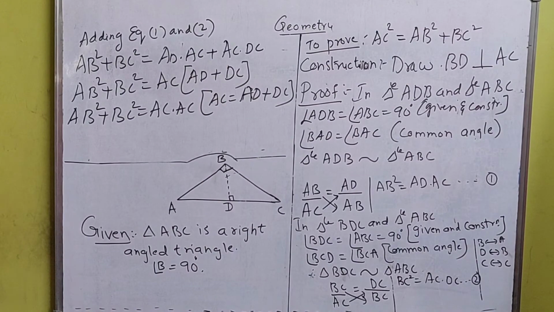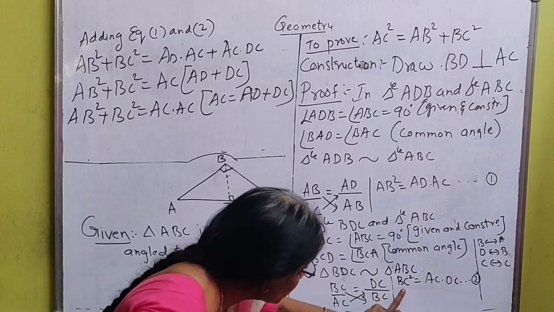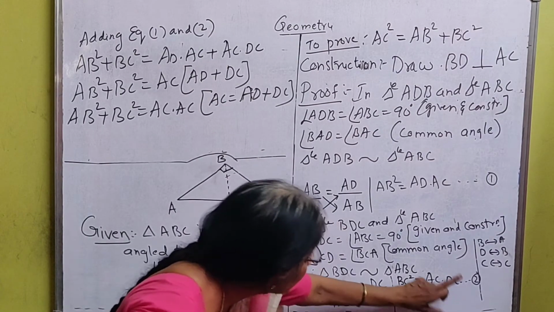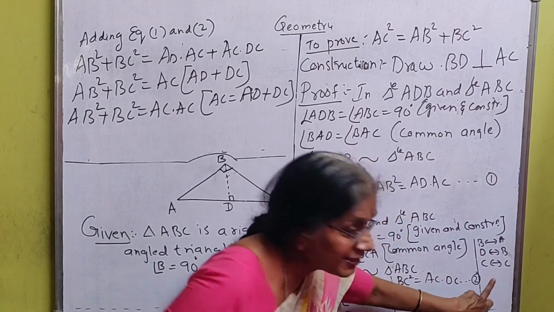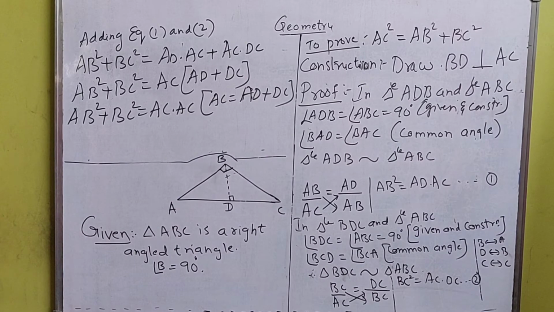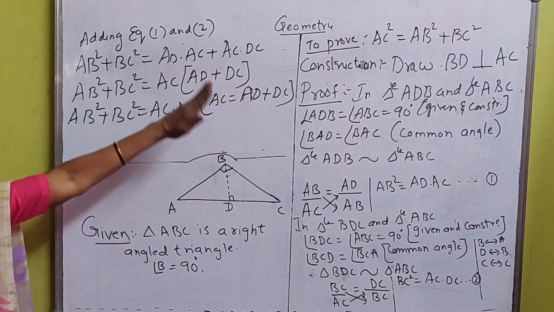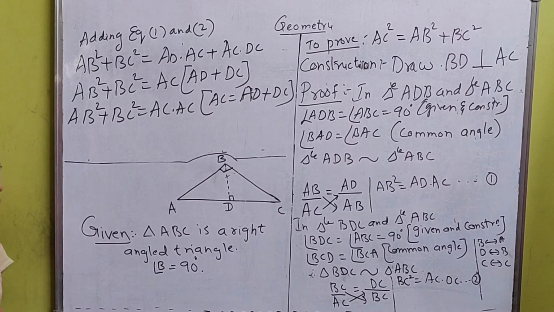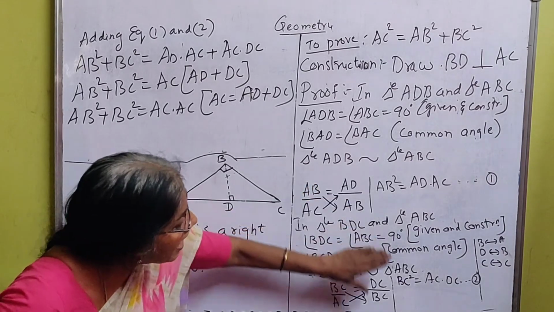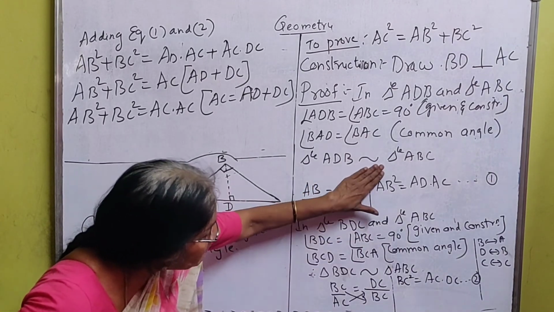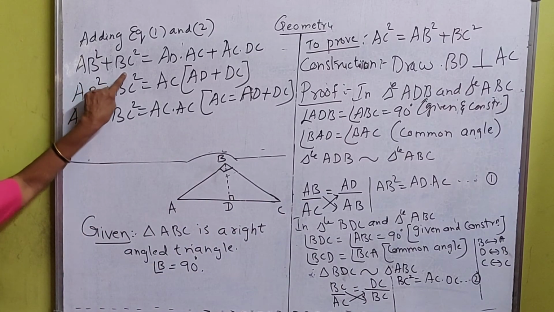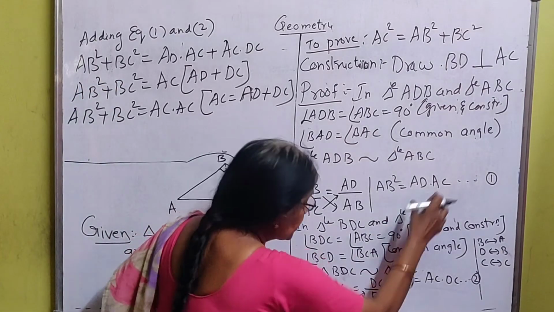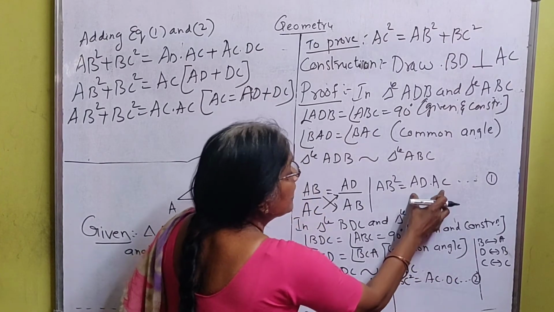So once again I am telling you, see, first equation we got AB square is equal to AD into AC, and BC square is equal to AC into DC, the second equation we got. Now what we are going to do? We are going to add those two equations. Adding means what you have to do? Left hand side should be added to left hand side, means AB square and BC square should be added. So it became AB square plus BC square. Then right hand side should be added to right hand side. What is right hand side over here?